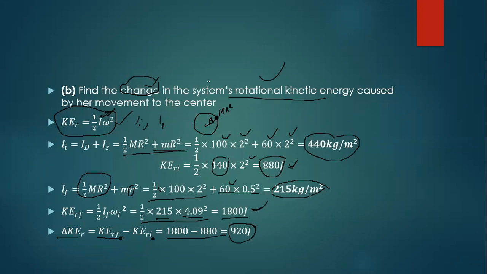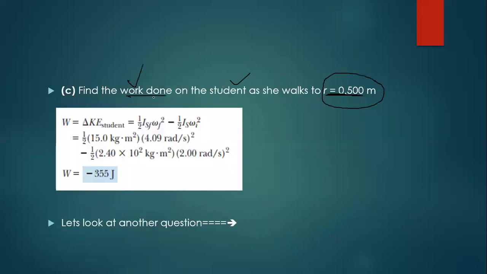So here we're talking about the system's rotational kinetic energy. But here we're talking about work done on the student. Work is energy. So how can we find that work done on the student? If we can find its change in kinetic energy, we can find the work. Work done will be the change in kinetic energy of the student.